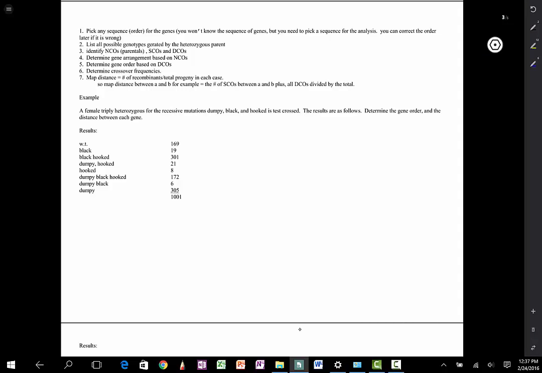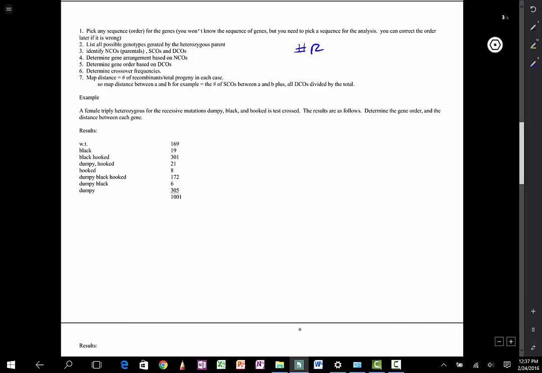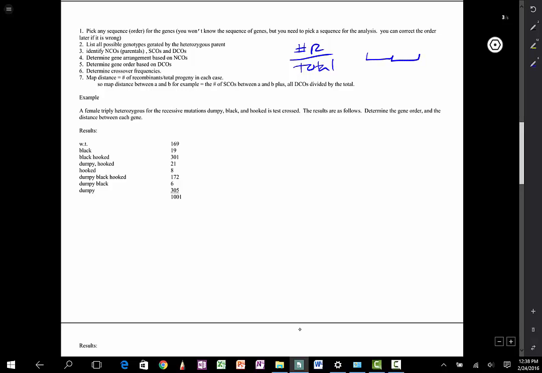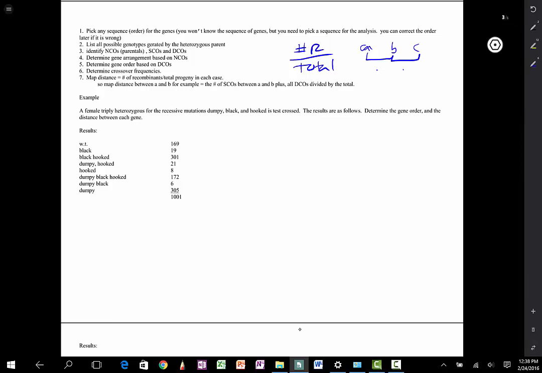And so what we're trying to figure out is we're doing mapping, so we're going to need to know the number of recombinants over the total for different combinations of things. So that's always our map distance. And then we're going to come up with some map with the 3 genes. We'll have one of the genes in the middle, one of the genes on one side, one of the genes on the other, and we'll have distances. We'll have some numbers in between those genes. But we have to figure out all that stuff.